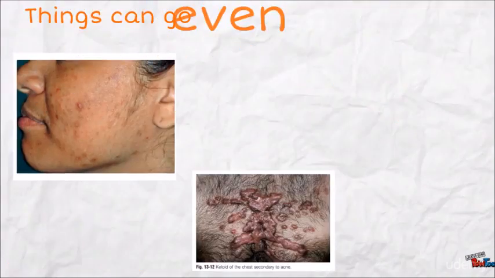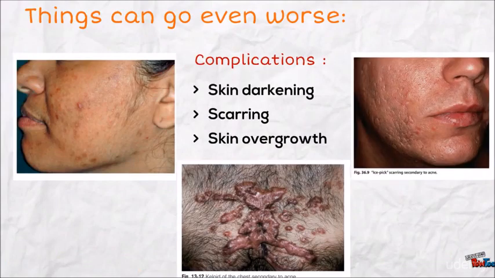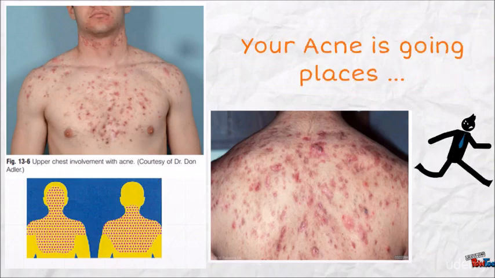Things can go even worse if complications develop, like skin darkening or hyperpigmentation, scarring, and skin overgrowth or keloid formation. That happens in susceptible people. What we said earlier applies also to acne found in sites with well-developed oily glands, most often the upper chest and back.